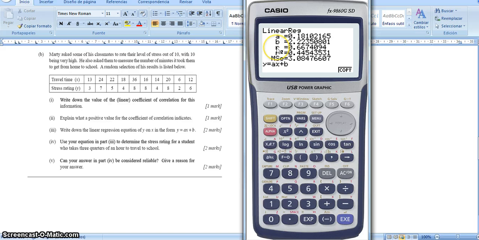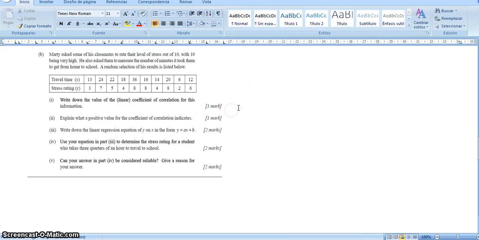Here you have your R, your correlation coefficient for Pearson, that is 0.667. Remember to round to three significant figures always. So R would be 0.667. Now explain what a positive value for the coefficient of correlation indicates.